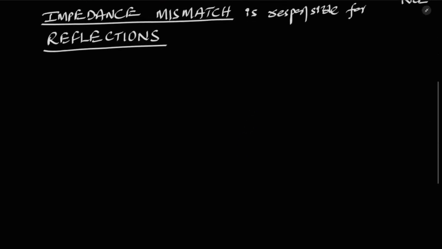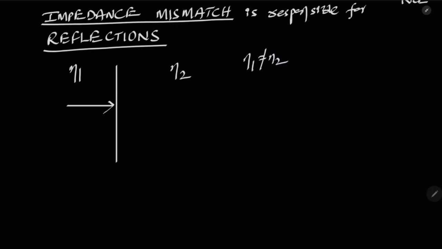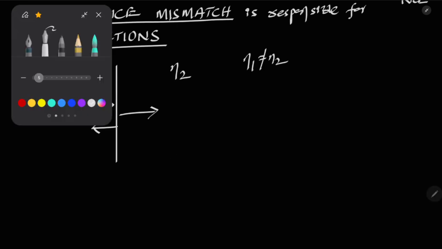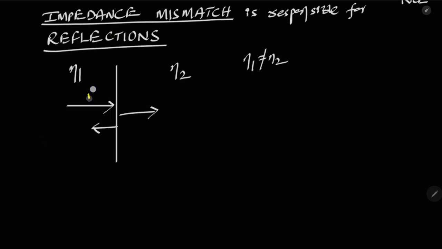I have taken the boundary, with impedance eta 1 on one side and impedance eta 2 on the other. I incident some electromagnetic wave perpendicularly on the boundary. Because of the impedance mismatch, whenever eta 1 is not equal to eta 2, a certain portion will be transmitted into medium 2 and a certain portion will be reflected into medium 1. About this we have to discuss. Here, if you observe, we are dealing with three electromagnetic waves. One is the incident wave, the second is the reflected wave, and the third is the transmitted wave.